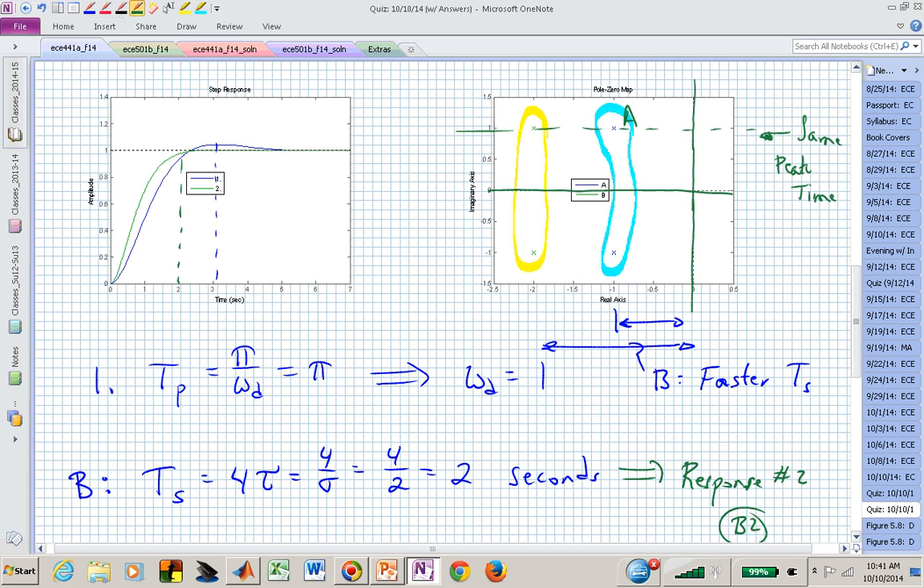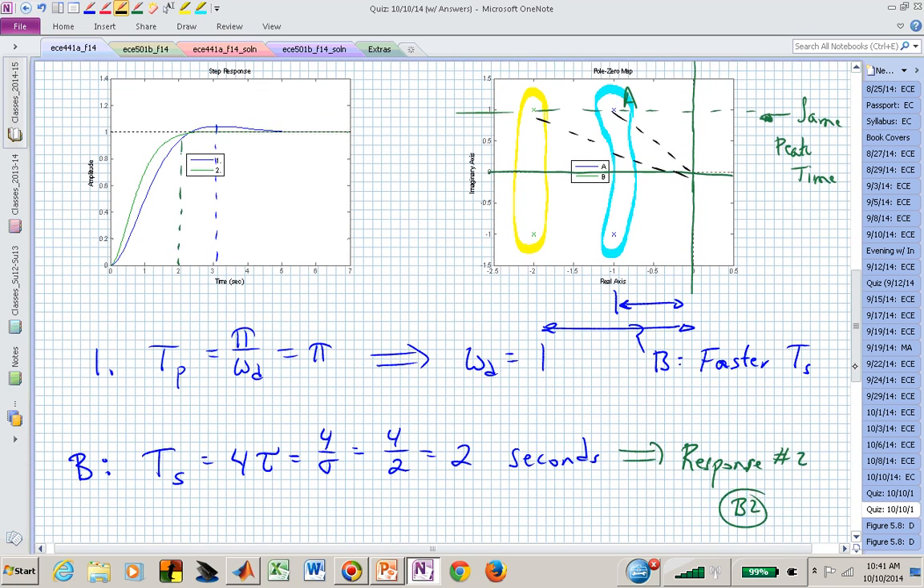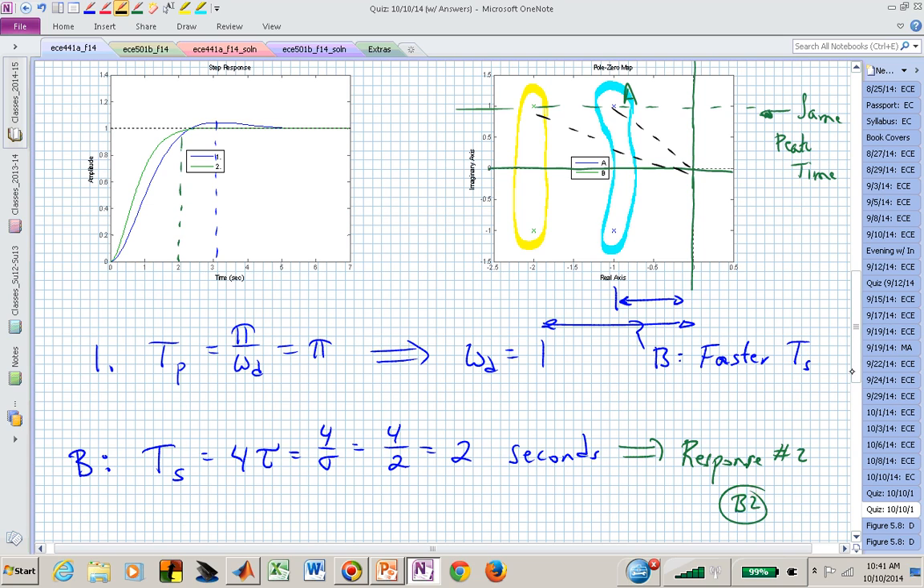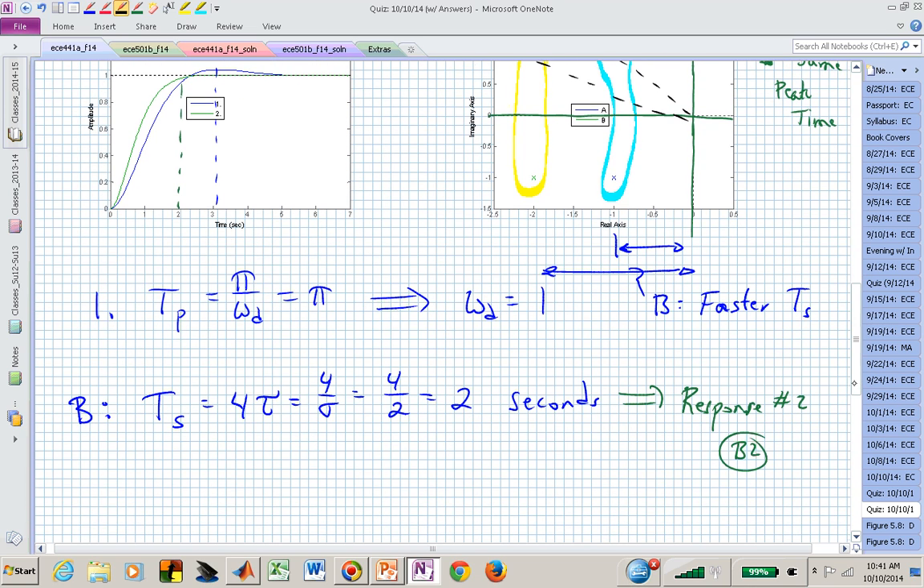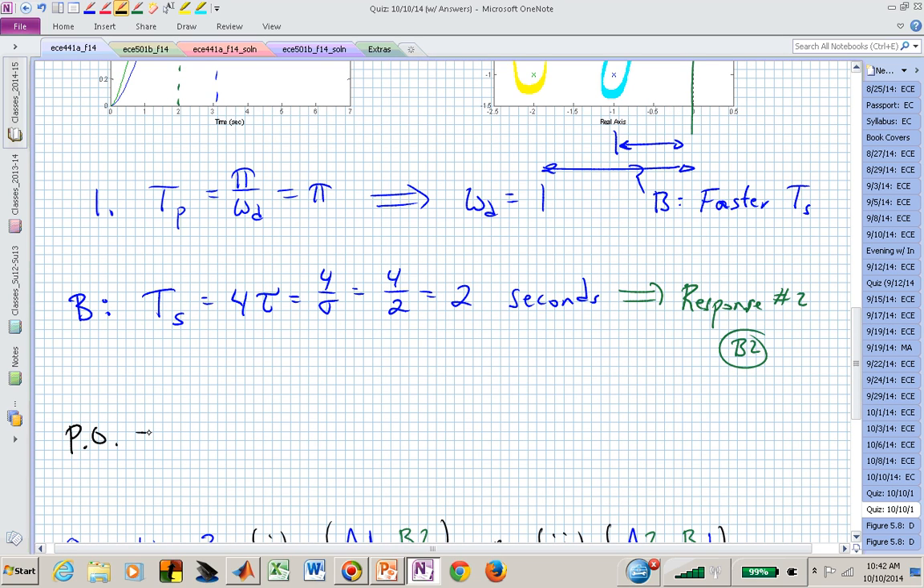We can also examine their angle with respect to the origin, and in fact pole pattern B has a smaller angle, and we would anticipate that having less of an overshoot. And which of these responses has less of an overshoot is response number 2. Again, then the percent overshoot behavior would seem to match B with response 2.